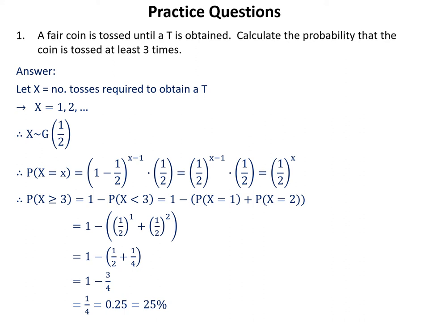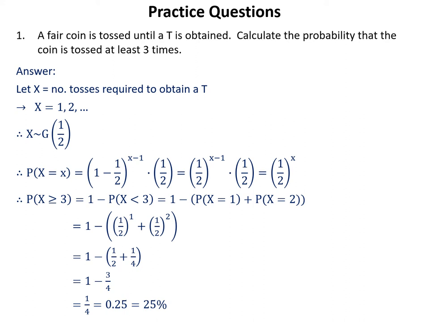To answer this problem, we start by defining x equals the number of tosses required to obtain tails. The possible values of x are 1, 2, etc., with no upper limit, which is a geometric experiment. So x is distributed geometrically with our parameter p equal to 1/2, because it's a fair coin. Our probability distribution function for x is equal to 1 minus 1/2, all to the power of x minus 1, times 1/2, which equals 1/2 to the x minus 1 times 1/2. We have a common base of 1/2, so that all works out to 1/2 to the x.